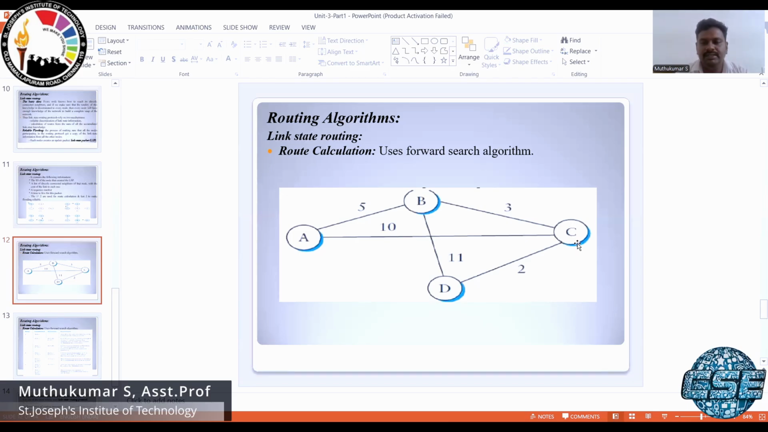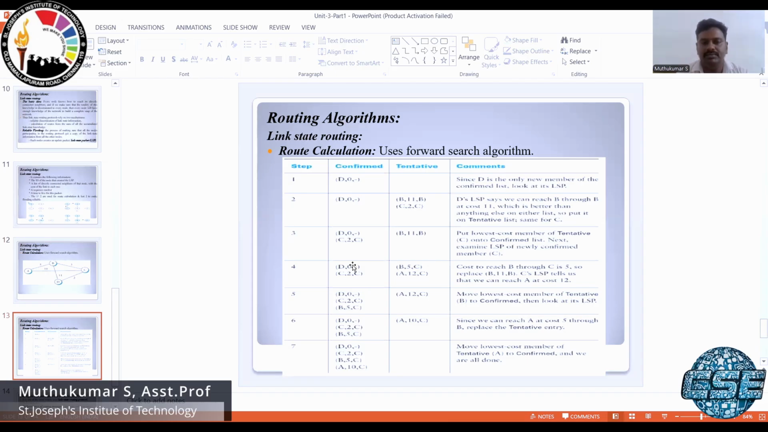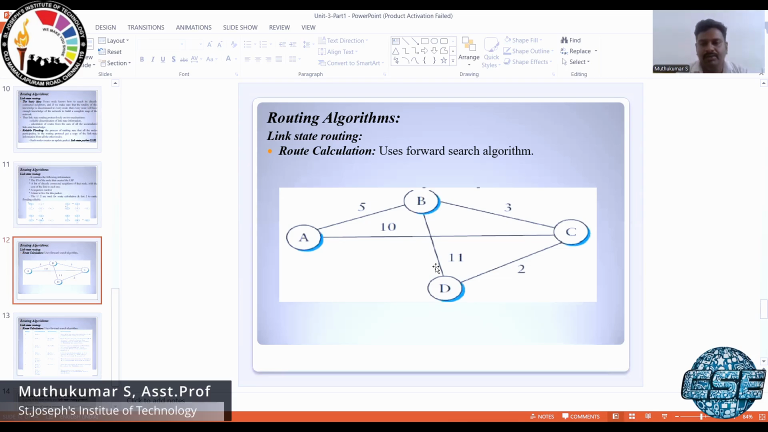So using C, you can go to A as well as B. So you have to calculate those values. So now the B value is still here. Okay. So now we have to check the LSP of C. So from D to C, where can you go? You can go to B with the value of 5 through C. So refer to this one. If you are going directly to B, it means 11. If you are taking this path through C, it means 3 plus 2, 5. So you can take this value.